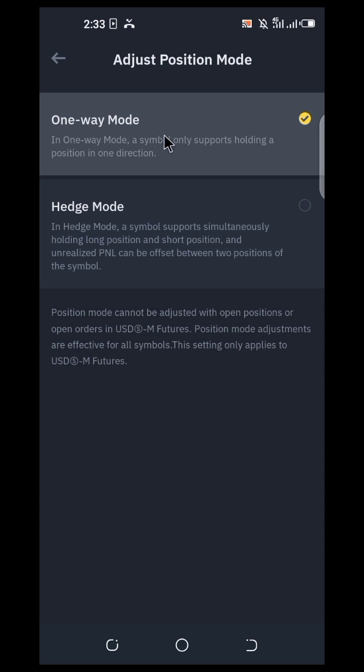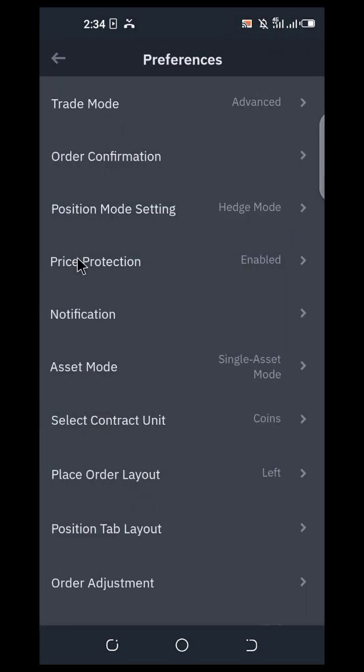You cannot open a short position on the same trade. That is what it is. But for me, I usually leave mine on hedge and get it set on. So the next thing is the price protection. I think this one is not important. The next thing is the notification, not important.